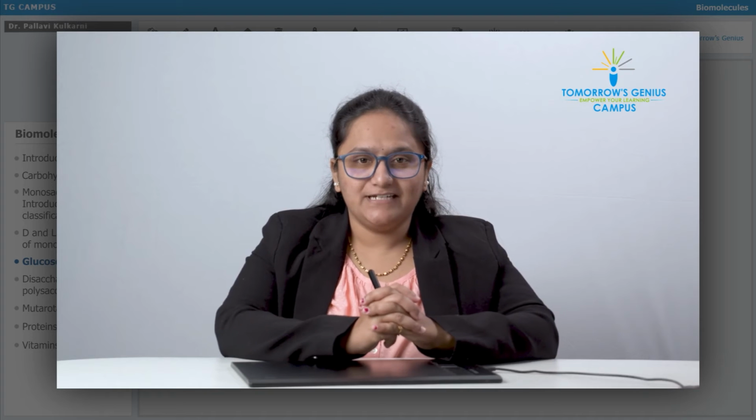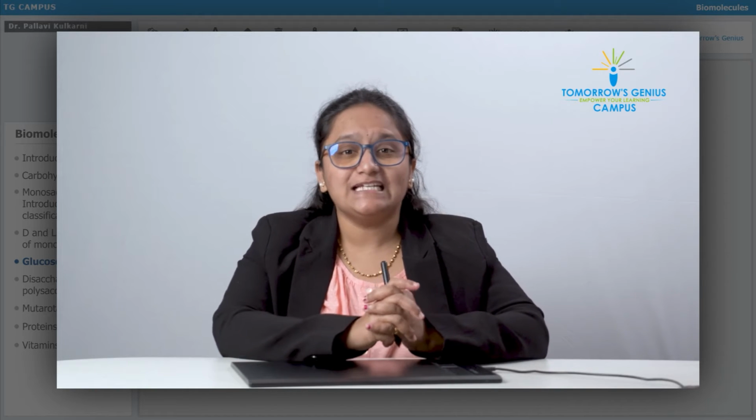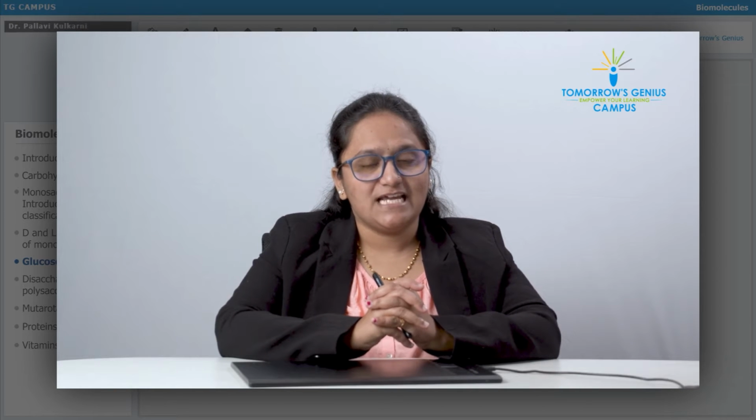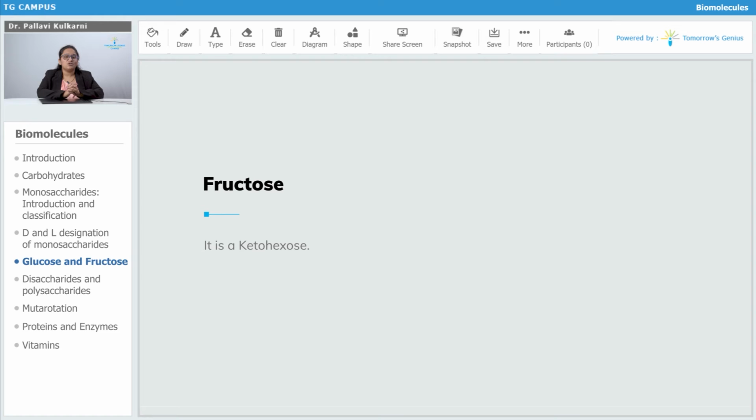The second carbohydrate, that is monosaccharide, which we are going to study in detail, is fructose. Fructose is the fruit sugar which is present in sweet fruits like banana and mangoes. It has 6 carbon atoms, so it is also a hexose sugar, but the functional group present in fructose is the ketone group. Therefore, this is a ketohexose.